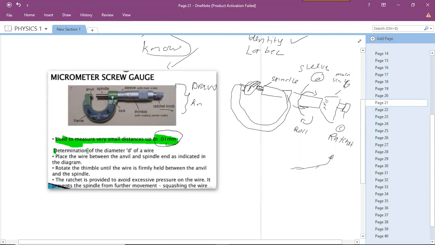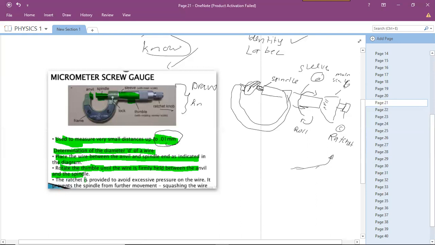You can determine even the diameter of a wire, diameter represented by D. So you just place the wire between the anvil and the spindle ends as indicated in the diagram. So you're placing the object between the anvil and the spindle, and then you rotate the thimble. Remember, you're rotating this part here. You rotate the thimble until the wire is firmly held between the anvil and the spindle. So this is the anvil there, the end, and the spindle.